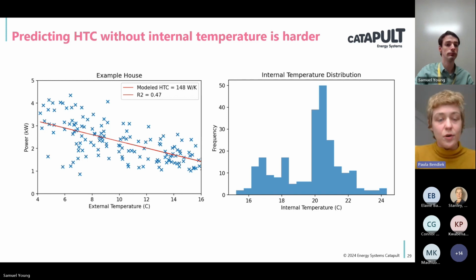So on the other slide, we had a modeled HTC of 207, and here we only have one of 148. And the co-heating test for this property is 213. So with internal temperature, we get a way more accurate prediction of what the actual HTC is.